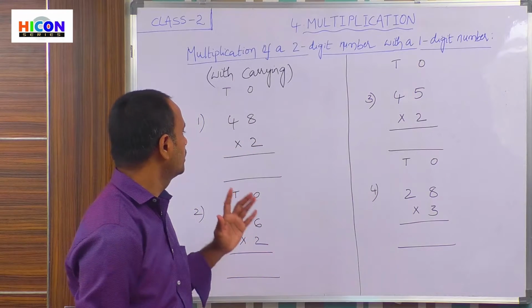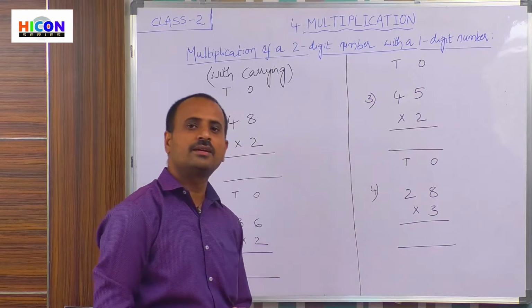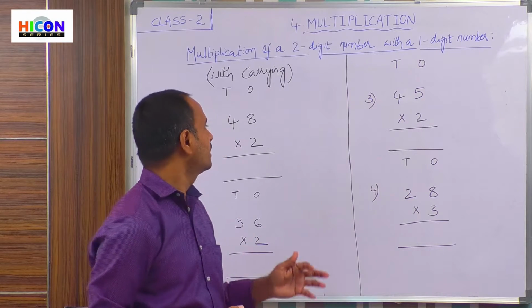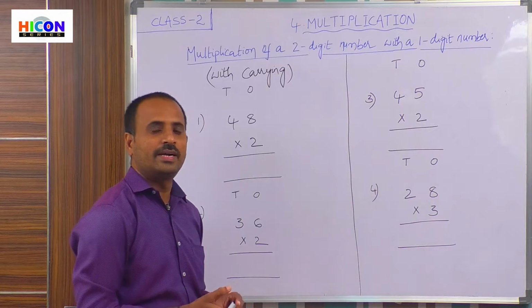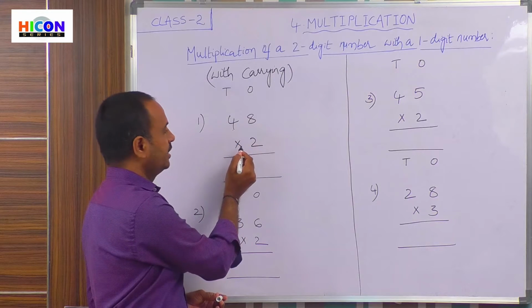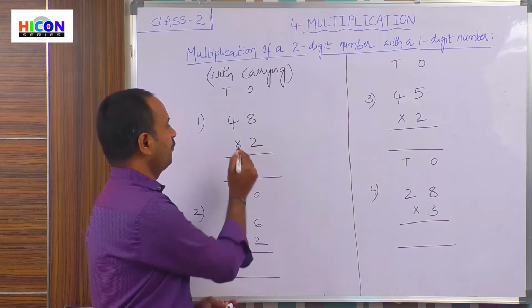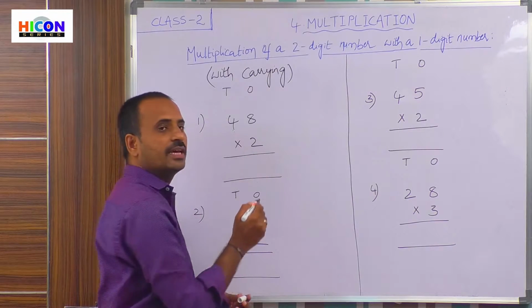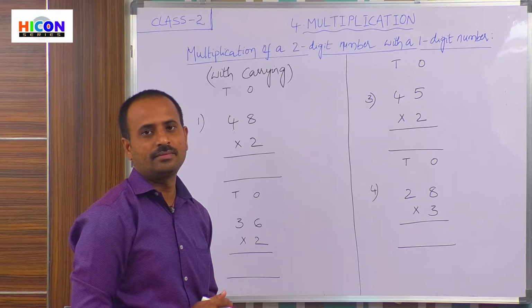Look at the board, children. There are 4 problems here. Now we will practice the problems one by one. So let us see the first problem here. What is the first problem? That is 48 into 2. Here 48 is a 2-digit number and 2 is a 1-digit number.